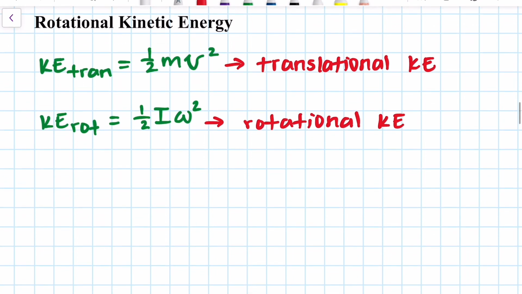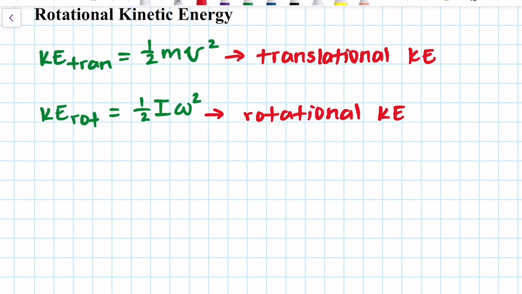Another way to think about moment of inertia is rotational mass. Okay? Most books won't have that, but I think it's a good way to remember that the analogous quantity for mass is rotational mass, which happens to be moment of inertia. Okay?